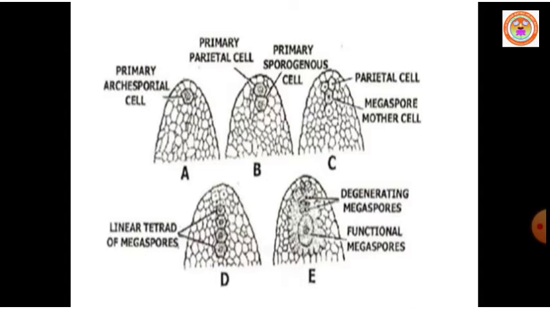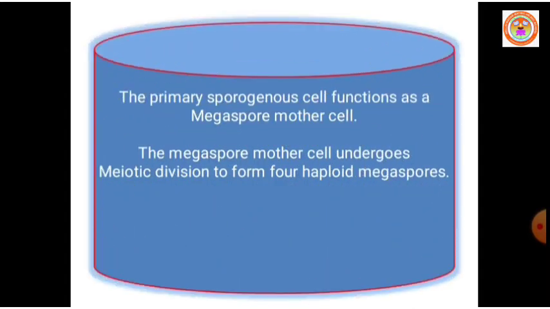Sometimes in these 4 haploid megaspores, 3 will disintegrate and one will develop as a functional megaspore. So out of 4 megaspores, only one functions as a megaspore.